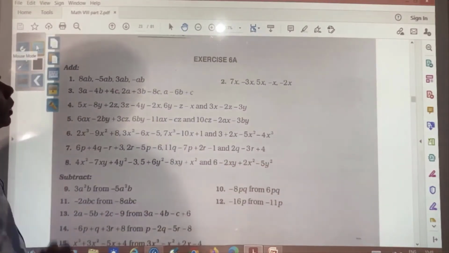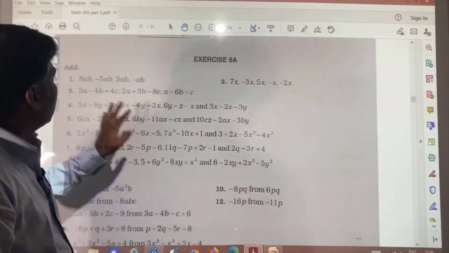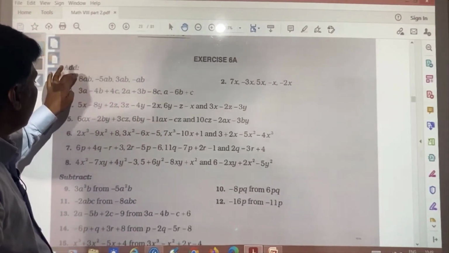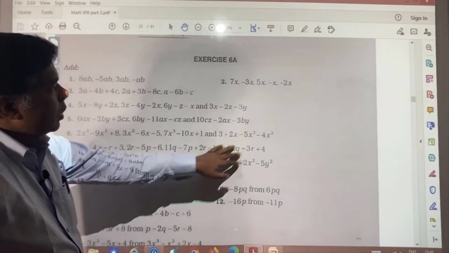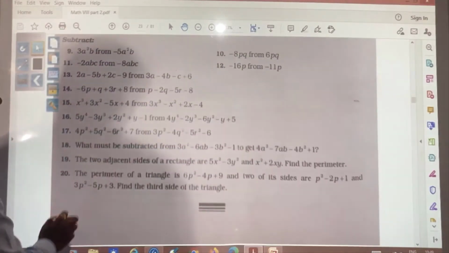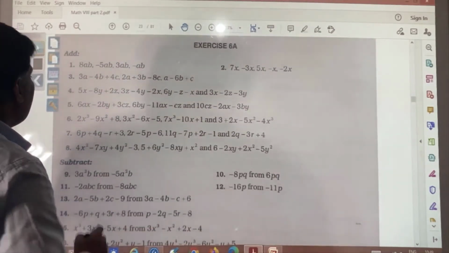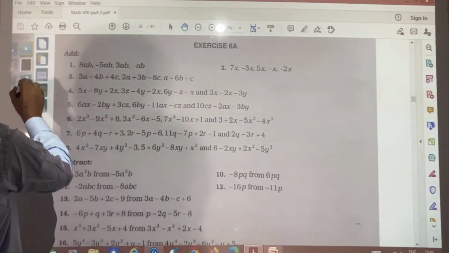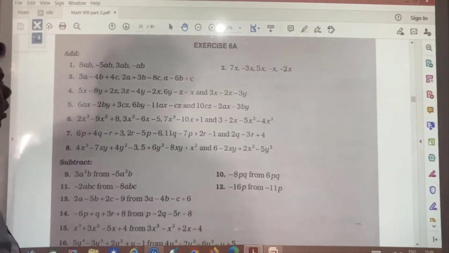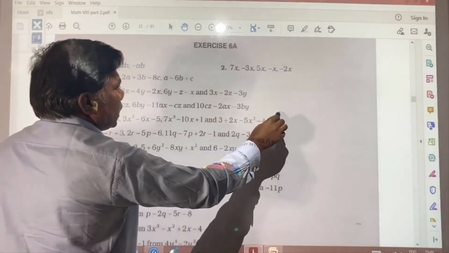So now your exercise starts, that is exercise 6a. Here you see you need to add these expressions. So all questions I will not do because these you have already done in the previous class. Only a few questions I will take. Here you see, suppose we are taking question number 6.